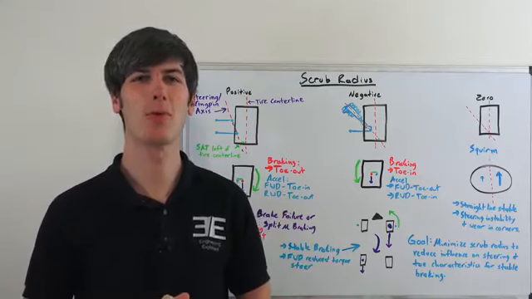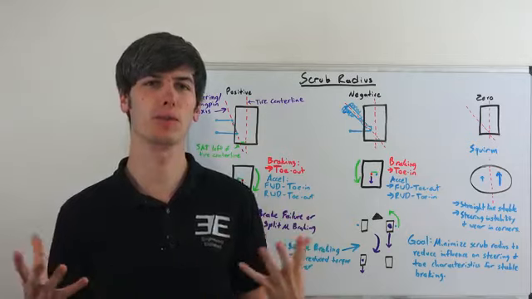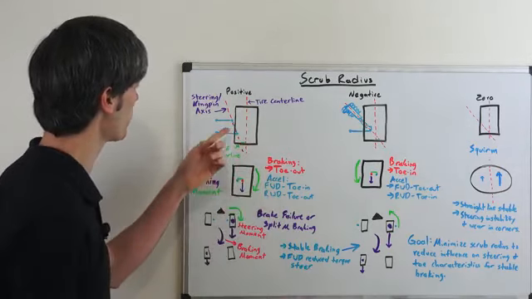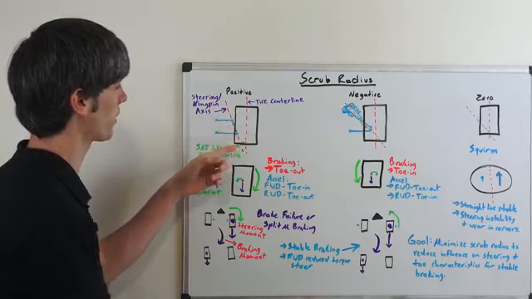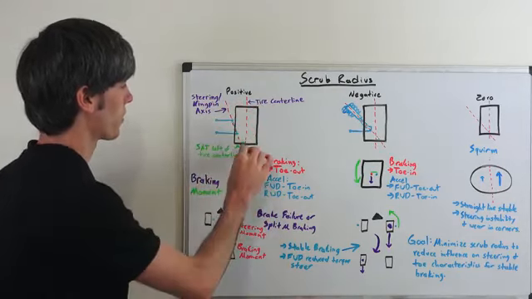Hello everyone and welcome. In this video we're going to be talking about scrub radius, what it is and how it affects vehicle dynamics. Essentially, it's the distance between where the steering axis or kingpin axis intersects the ground versus where the tire center line intersects the ground.